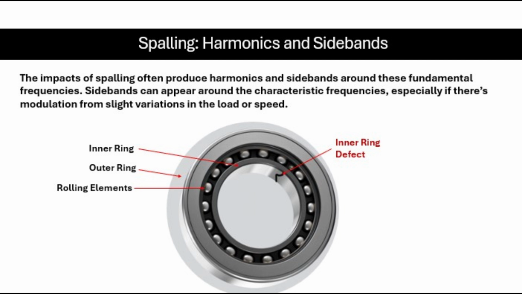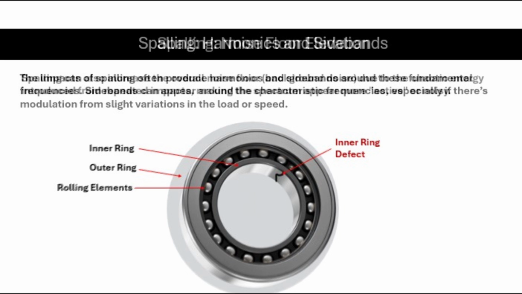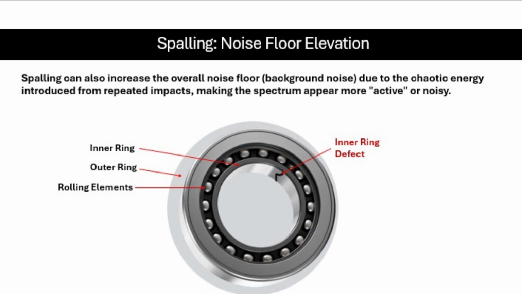By spotting these frequency peaks and understanding their patterns, we can often identify spalling in its early stages, allowing for timely maintenance and preventing further damage to the machine. Spalling can also increase the overall noise floor, background noise, due to the chaotic energy introduced from repeated impacts, making the spectrum appear more active or noisy.